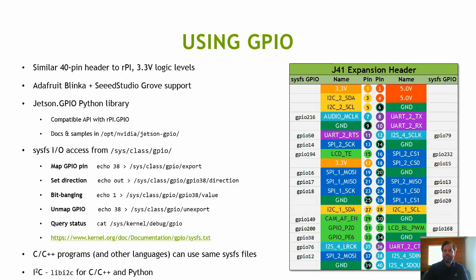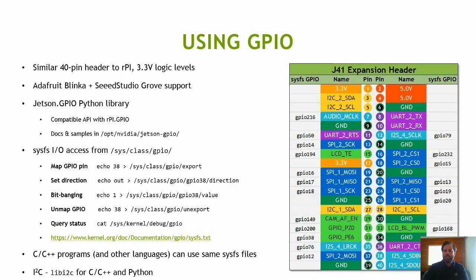After setting it high, if you connected a multimeter to the pin, you would see it reading 3.3 volts, which is the logic level that the Nano expansion header uses. Now if you wanted to input and read the value instead of output, first you would set the direction to in, and then you would read the current value of the value file with cat or the file IO APIs from any programming language like fopen or fread in C or C++. Actually, the Jetson GPIO library uses the files underneath too.